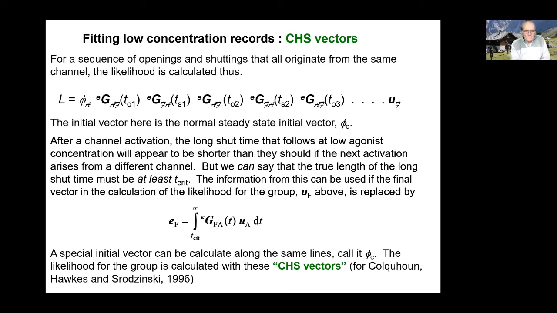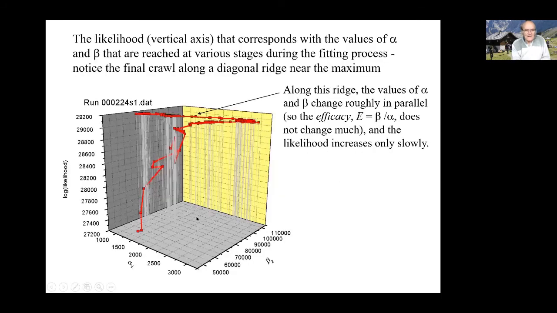This is from the Shredinsky paper, so that's where CHS comes from. And that makes a useful improvement. So we start with an initial guess and we maximize the likelihood. This shows the actual course of that maximization in one particular case.